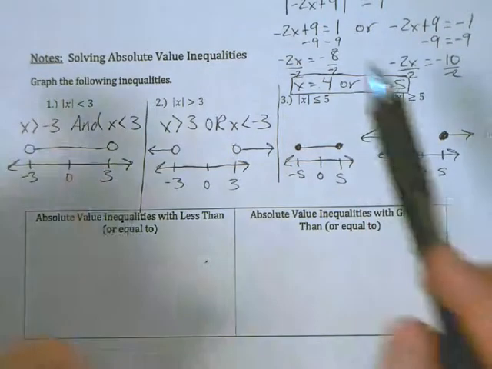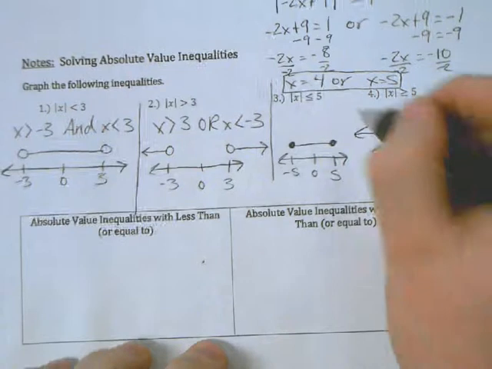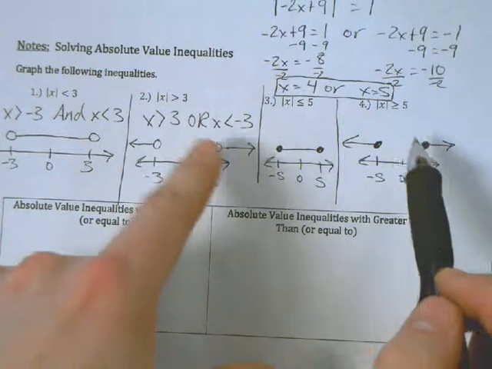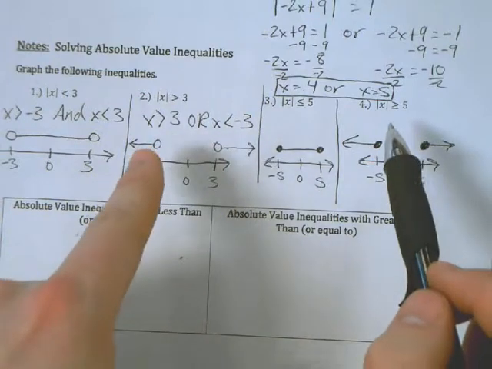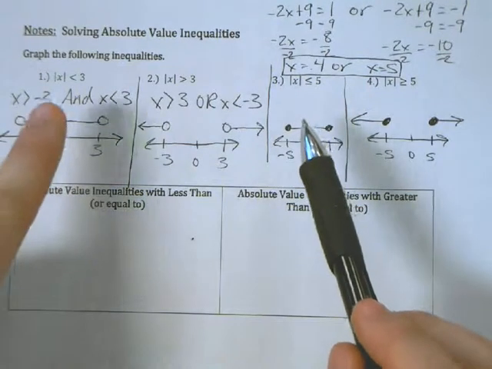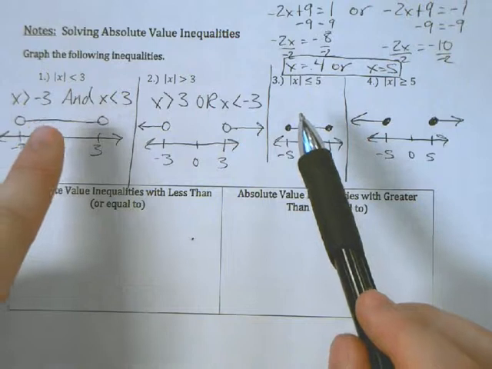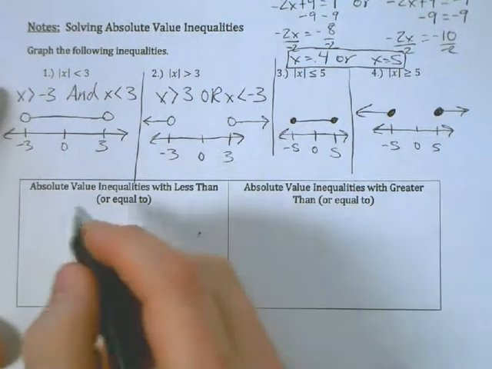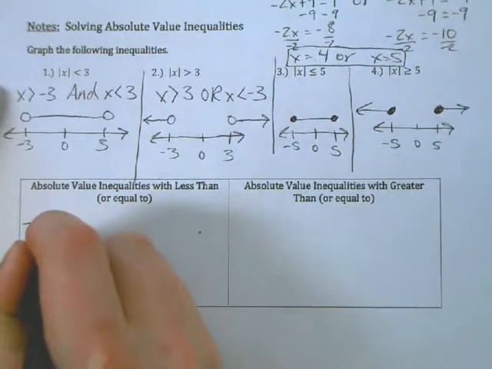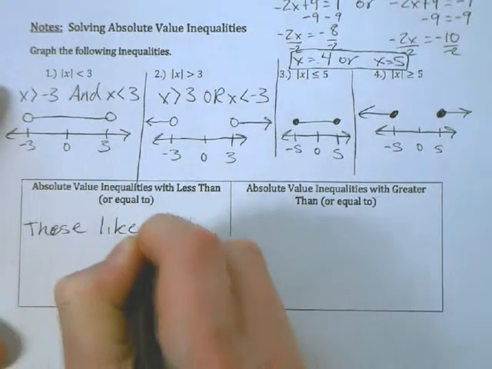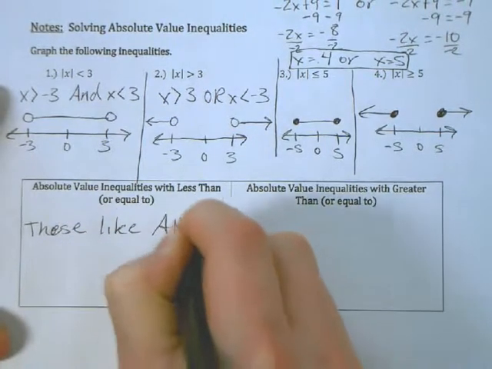We have inequalities that have less than signs, and then we have inequalities that have greater than signs. So what did the inequalities with less than signs look like? They're connected. They look like "and" inequalities, right? So you treat absolute value inequalities with less than signs like "and" inequalities.